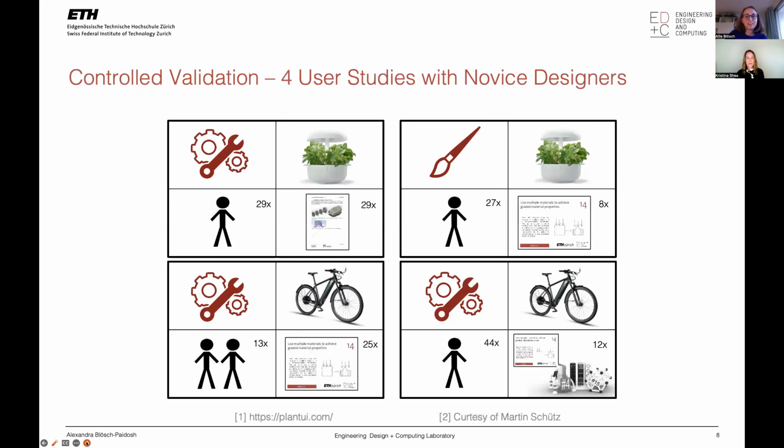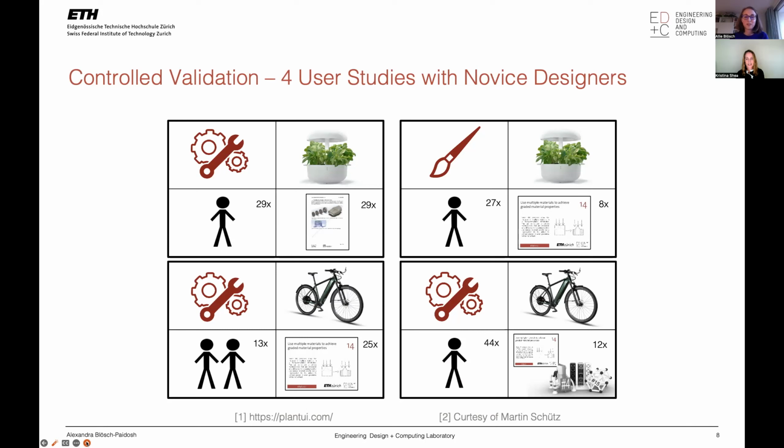So we didn't just create these and do nothing with them. We looked to see, do they actually help people with anything? So we did some controlled validations. So we ran some user studies with novice designers. Novice designer is code for engineering students. And we also ran with some industrial designers.